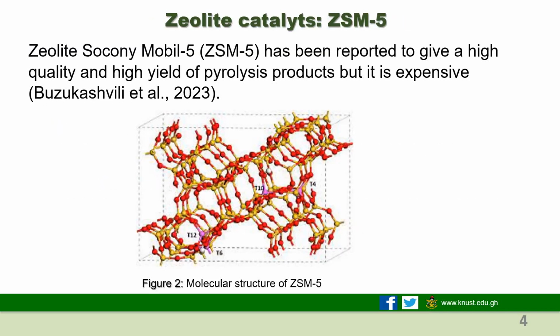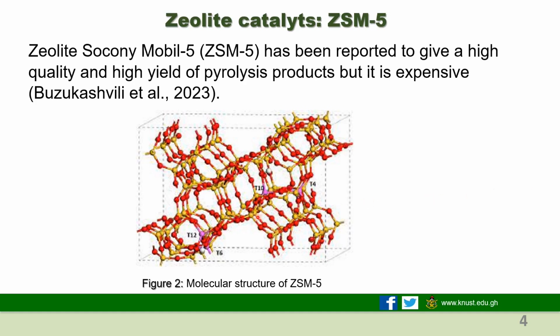Pyrolysis is a technology which enables the conversion of waste plastics to fuel, but a catalyst is often required in order to reduce the process requirements and to increase the yield of desired products. ZSM5 is a notable catalyst which is used for pyrolysis of waste plastics to fuel, but it is expensive.